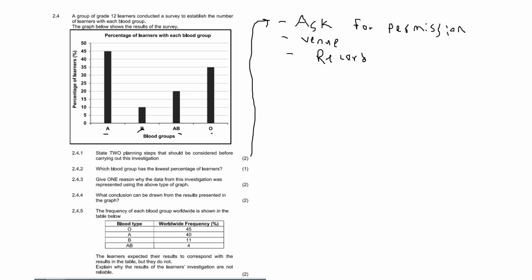Which blood group has the lowest percentage of learners? Okay, it's obvious from the graph. B is the one that is having the lowest from the graph. So B is the one that is having the lowest.